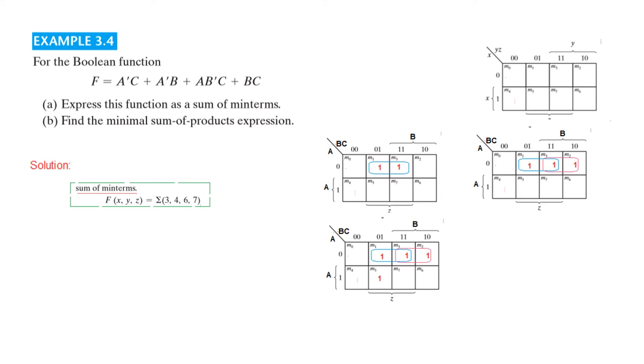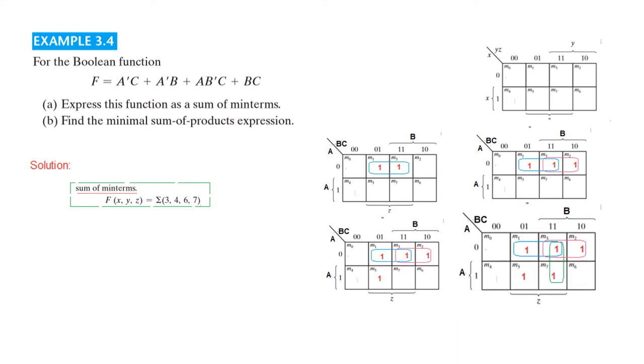And lastly, we have B C. That means there is no A, so we have to go vertical. Now B C is 1 where? Yes, B and C both are 1. Therefore, these two boxes we have to loop. Okay, so we got all the ones now for this function.